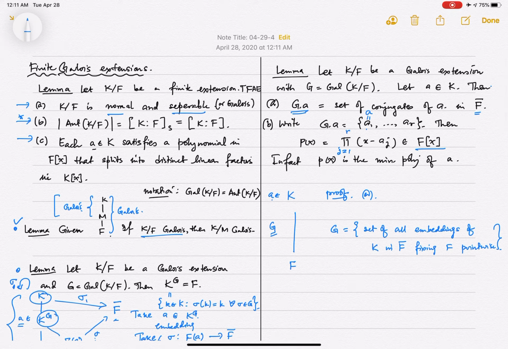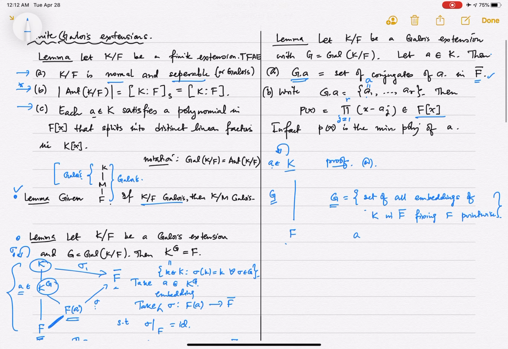Any automorphism is of course an embedding. Conversely, if you take any embedding of K in F bar fixing F pointwise, because K over F is a Galois extension, it's a splitting field extension, so any such embedding is actually an automorphism of K. I keep on quoting this theorem over and over again. It's really the reason why we fuss so much about embeddings. So G is the same as the set of all embeddings of K in F bar fixing F pointwise. But if you take the image of A under these embeddings, you exactly get the set of conjugates. We have seen that already. So if you take the image of A under all these elements of G, then you get all the conjugates. Well, that's part A.